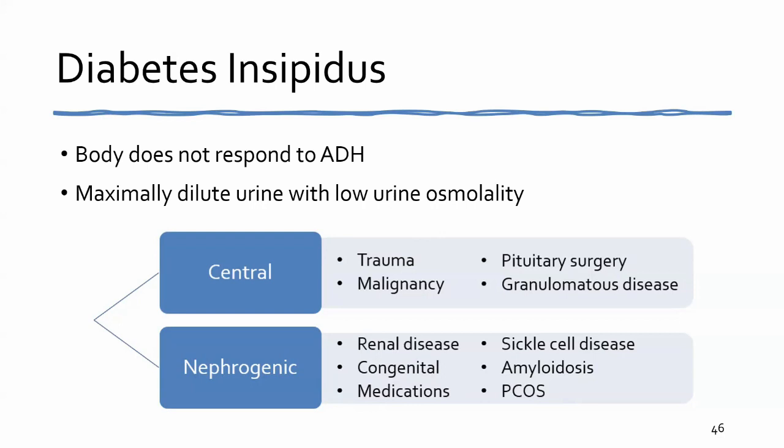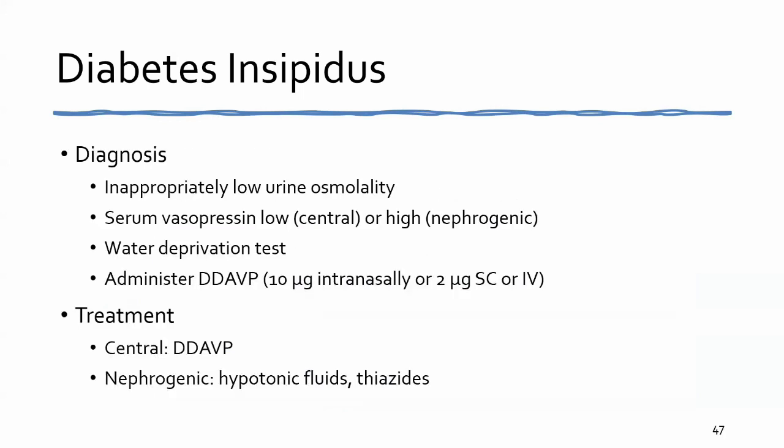And then nephrogenic diabetes insipidus is when the posterior pituitary gland is releasing ADH, but there's a defect in the renal ability to respond to it. And there are a few causes listed there as well. So diabetes insipidus, how do we diagnose it? As I said, it's an inappropriately low urine osmolality.